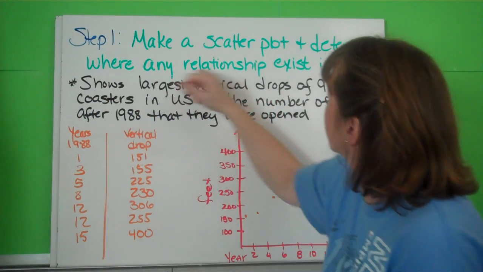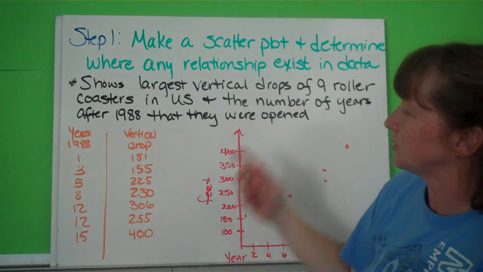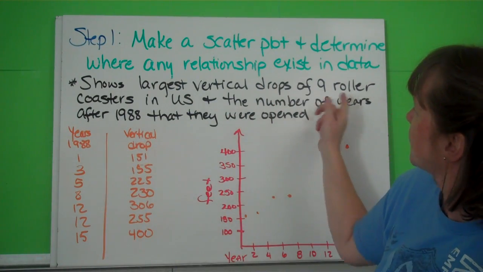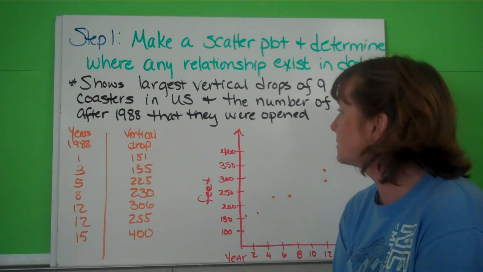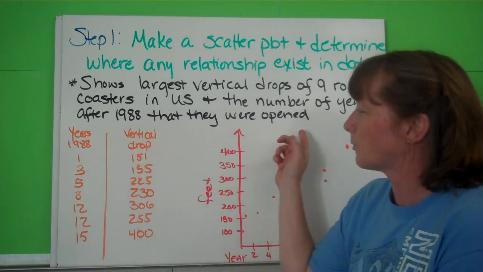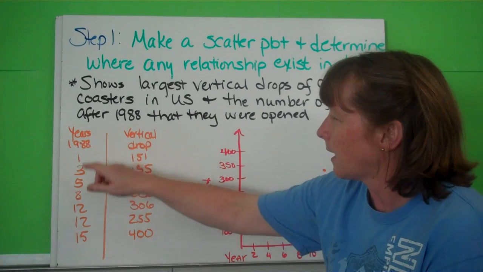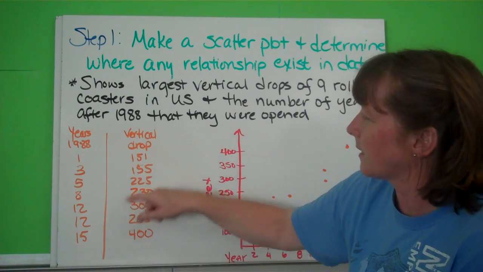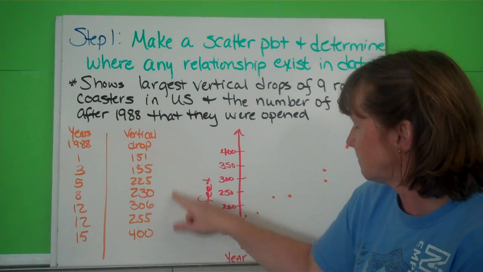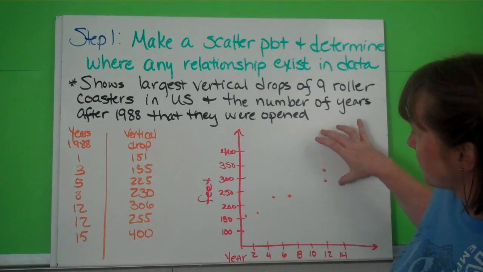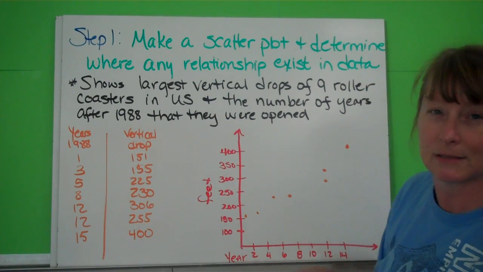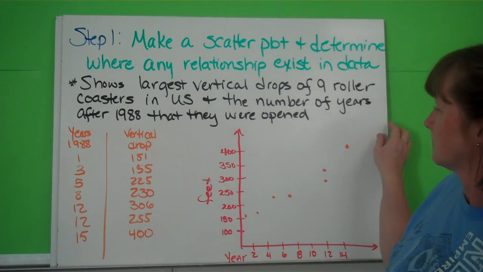Step 1. You make a scatter plot and determine where the relationship exists in the data. Here we have a set of data, and it shows the largest vertical drop of roller coasters in the United States and the number of years after 1988 that they were opened. So here's our independent variable, and the vertical drop is our dependent variable. So we make our scatter plot, we determine there is a relationship, and in this situation it is a positive correlation.